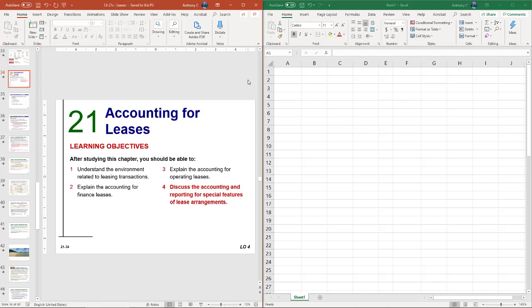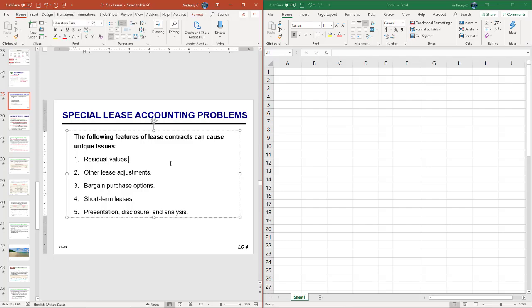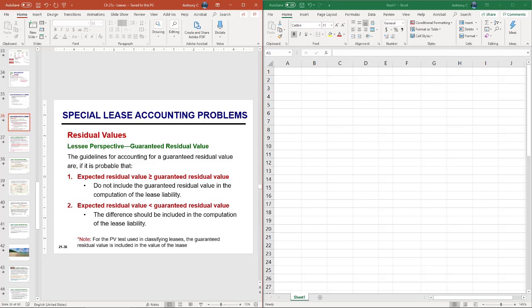Right, so to finish up with this chapter, we're just going to discuss one feature of lease contracts that could cause an accounting issue. We won't go over all these features again. We're just going to go over one issue: guaranteed residual values and how they affect the present value of the lease payments and recording the lease asset and the lease liability.